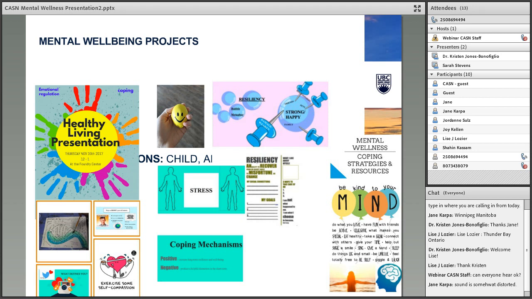The elementary and high school students participated very well, and they could really relate to these mental well-being topics because they can relate to emotional regulation, coping, stress, and resiliency. They also learned some new words; some of the students didn't know what self-esteem means. It was really interesting, and I think it was impactful as well.